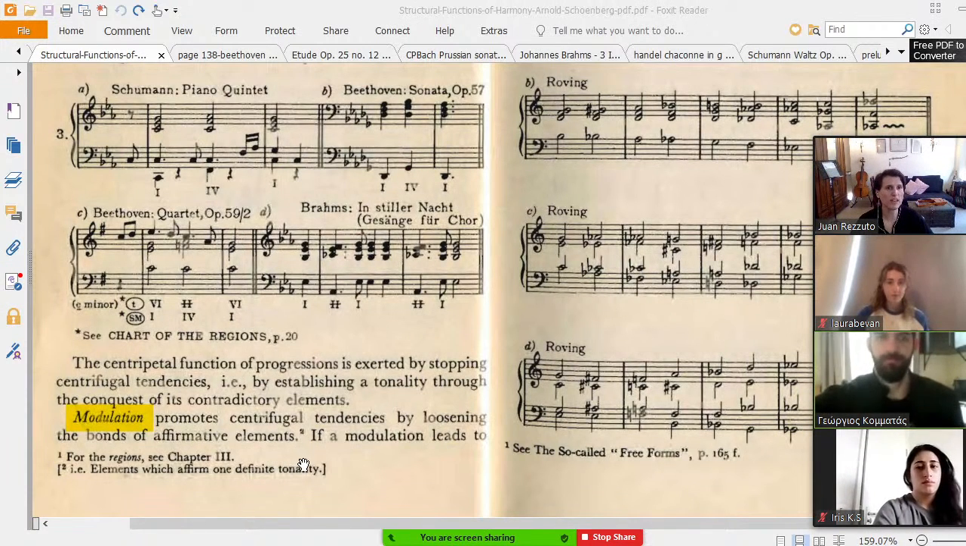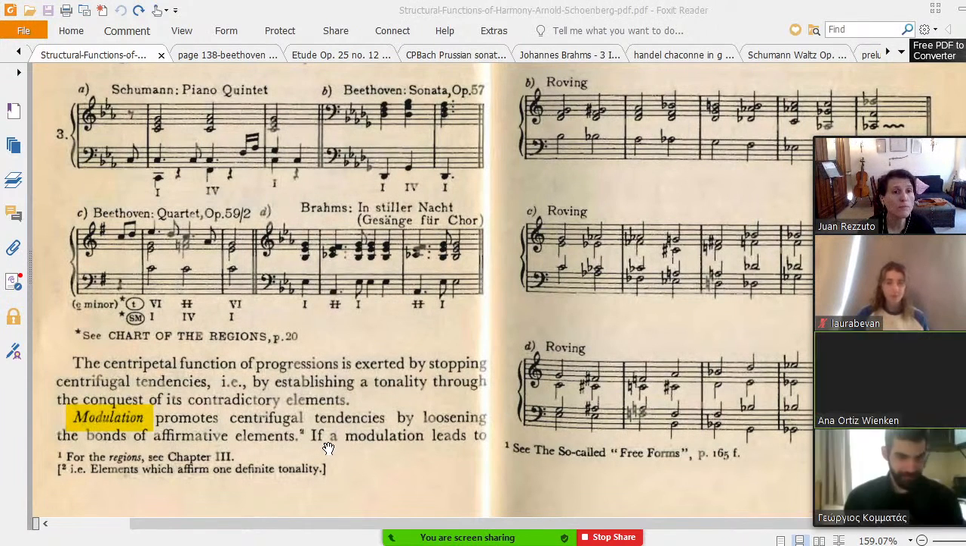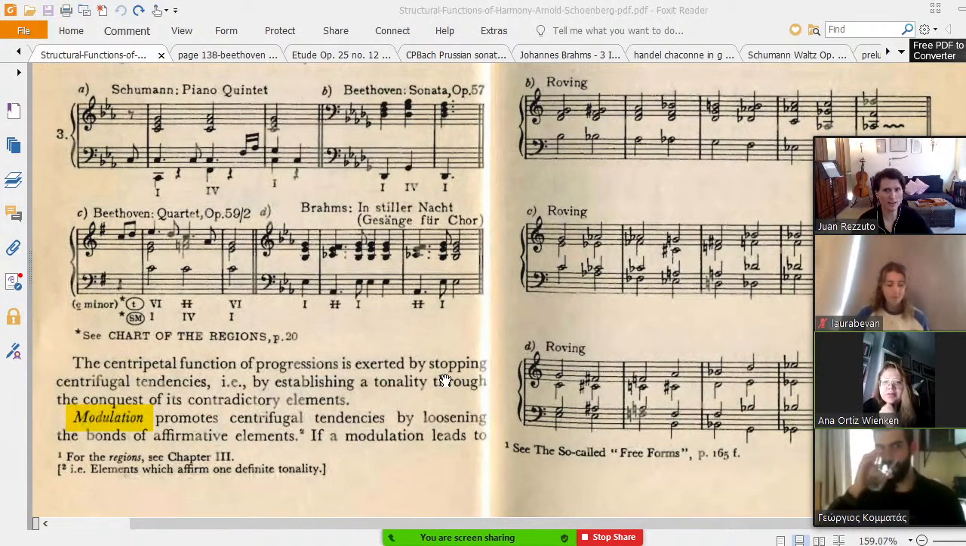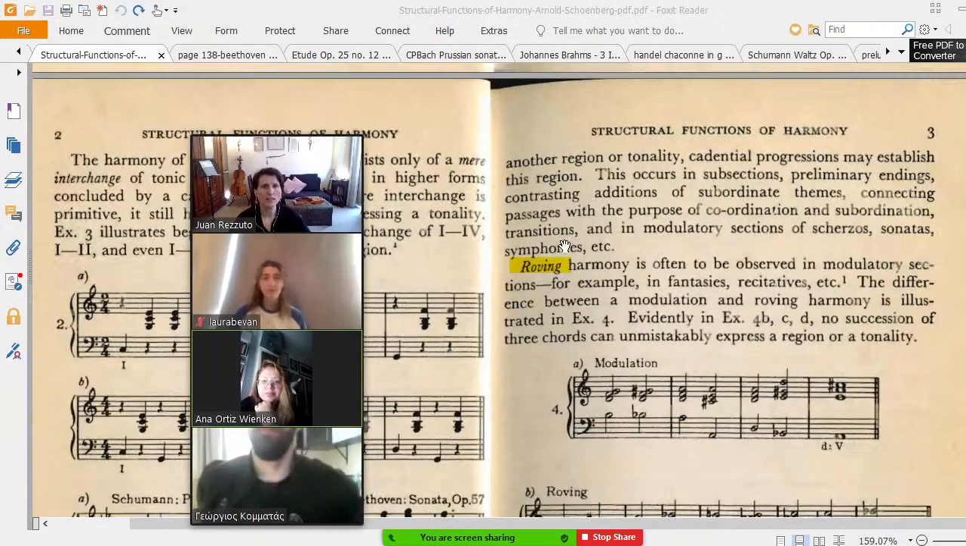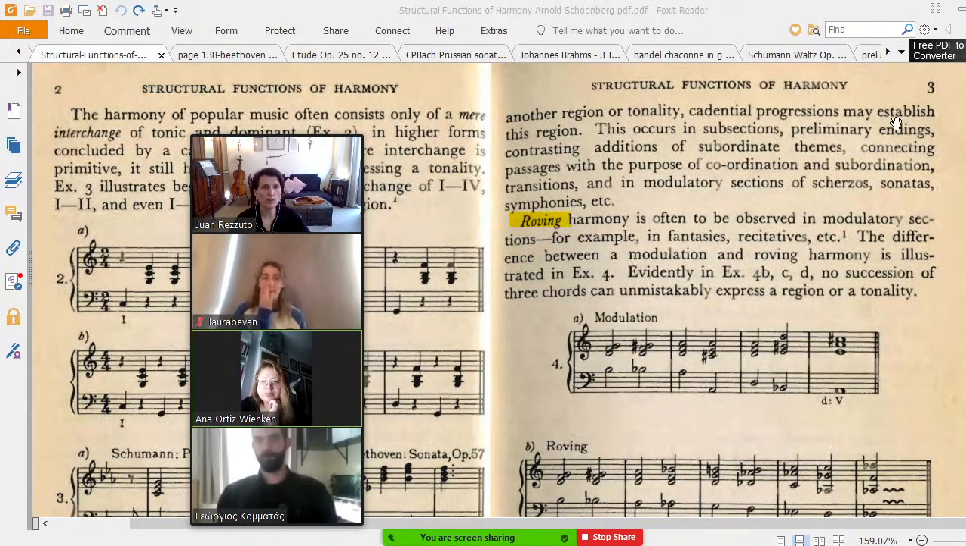What can be an affirmative element in harmony? A cadence? A perfect cadence, yes. Exactly. If a modulation leads to another region of orthotonality, cadential progressions may establish this region. This occurs in subsections, preliminary and in contrasting additions of supporting themes, connecting passages with the purpose of coordination and subordination, transitions, and in modulatory sections of scherzos, sonatas, symphonies, etc.